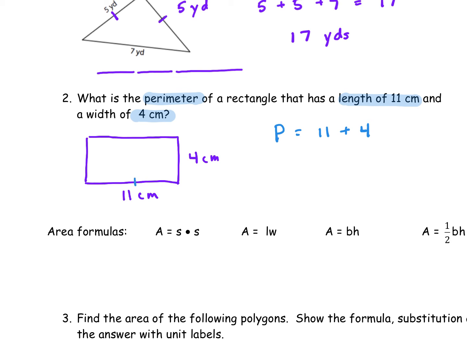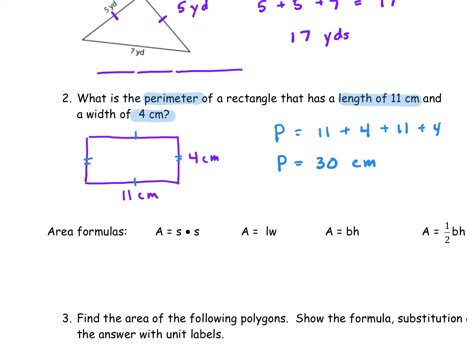However, both of these are 11, so I need another 11, and both of these are 4, so I need another 4, all the way around the rectangle. So 11 plus 4 is 15, and another 11 plus 4 is 15, so the perimeter is 30 centimeters.